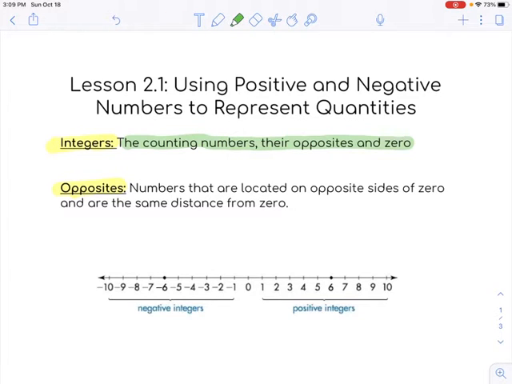Now, what is an opposite? An opposite are numbers that are located on opposite sides of 0 and are the same distance from 0. So for example, if I said +6, the opposite of +6 is -6. We know this because they are on opposite sides of 0. One is on the positive side and one is on the negative side, and they are the same distance.